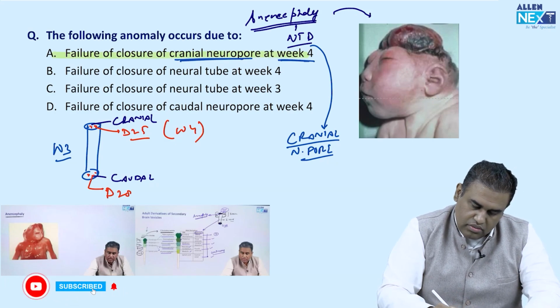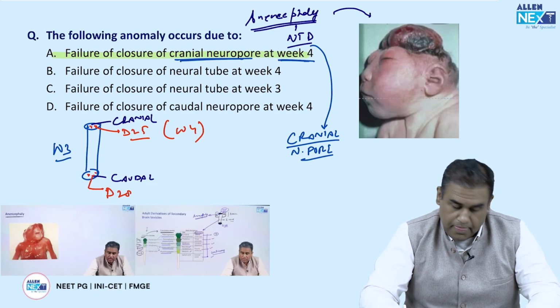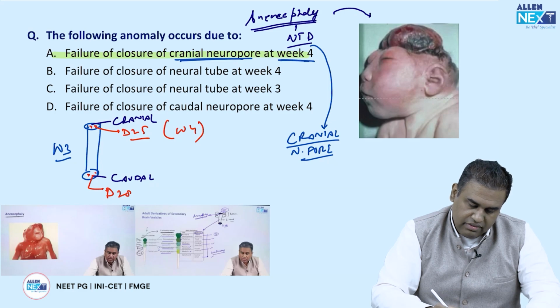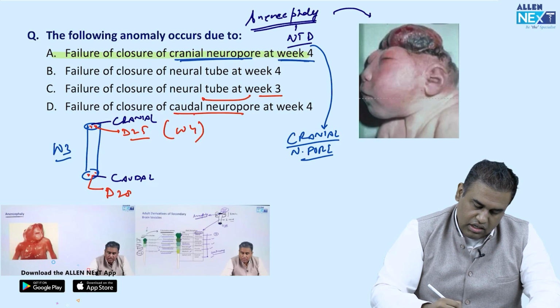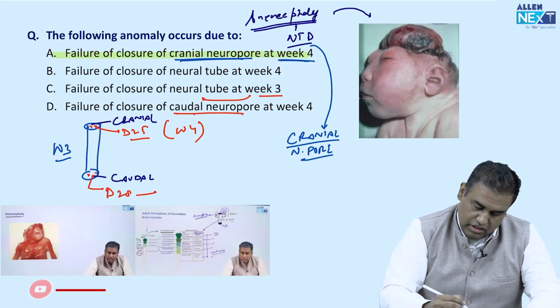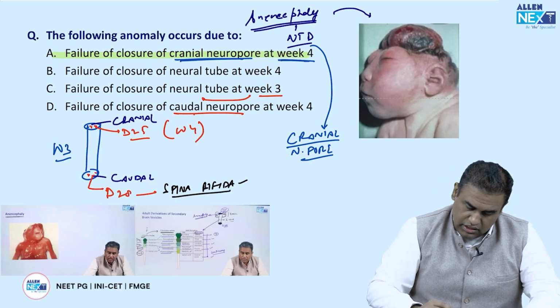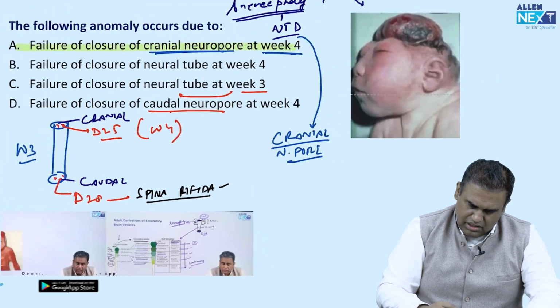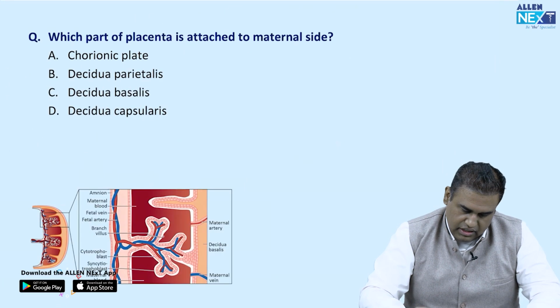Failure of closure of neural tube, no. This is not a whole closure of the neural tube, because the tube will remain the tube. Failure of closure of neural tube at week 3, no, at week 3 the neural tube has just started to form, neurulation. If the caudal neuropore is having any defect, we will call it spina bifida. There is again a screenshot explaining in detail, but just go through the lectures, you will get these. Okay, so this is anencephaly.